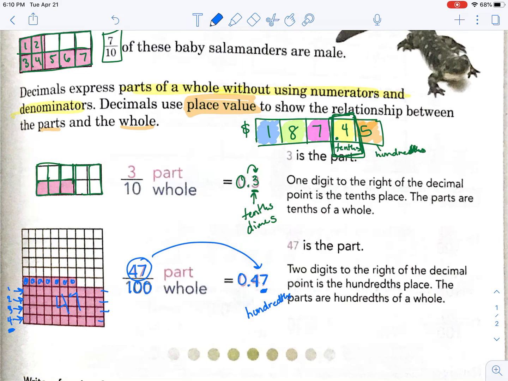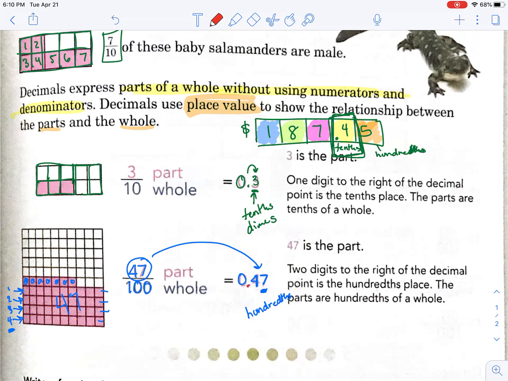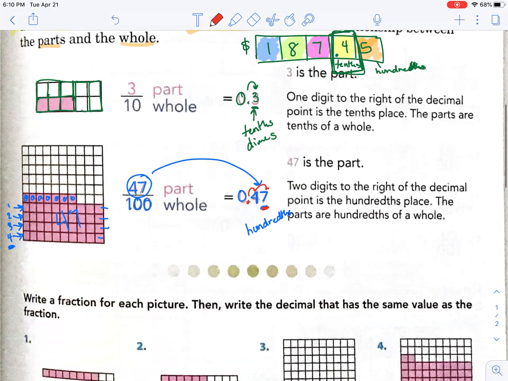47 hundredths. Okay, so 2 digits to the right of the decimal. 1, 2. 2 digits to the right of the decimal points to the hundredths place. That's one right here, hundredths place. The parts are hundredths of a whole.